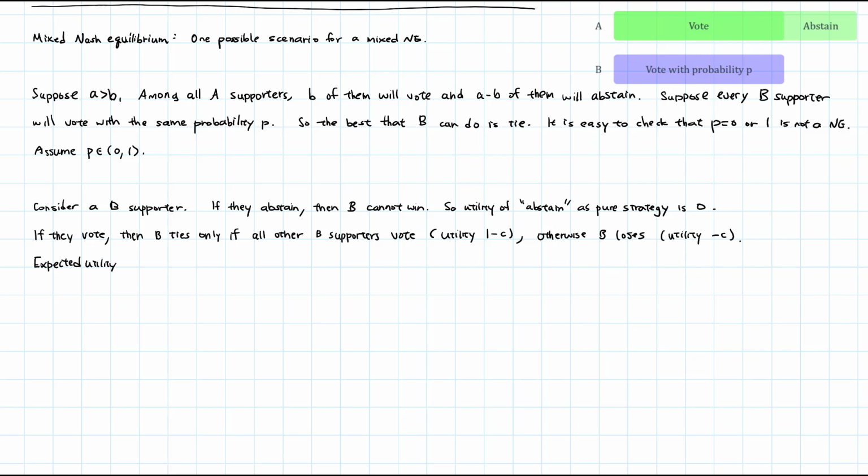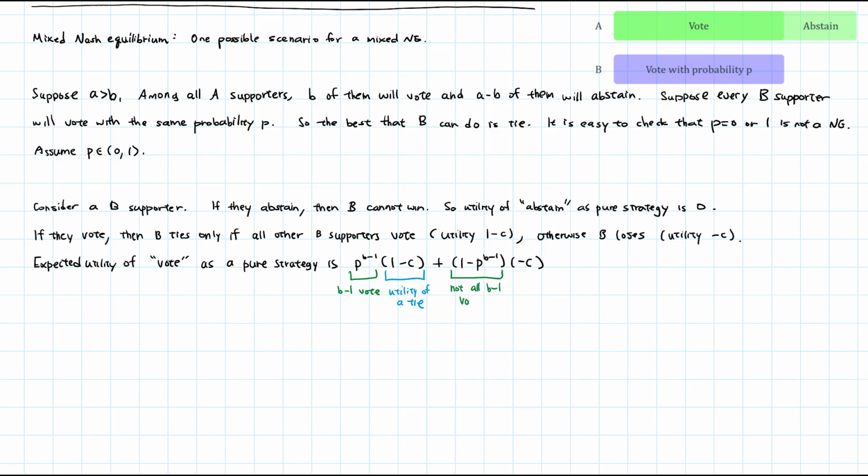So the expected utility of vote as a pure strategy is P to the B minus 1 times 1 minus C, where the first part is the probability that the remaining B minus 1 voters all vote, and the second part is the utility of a tie, plus 1 minus P to the B minus 1 times minus C. The first part is the probability that not all of the remaining B minus 1 voters will vote, and the second part is the utility of a loss. And this is equal to P to the B minus 1 minus C.